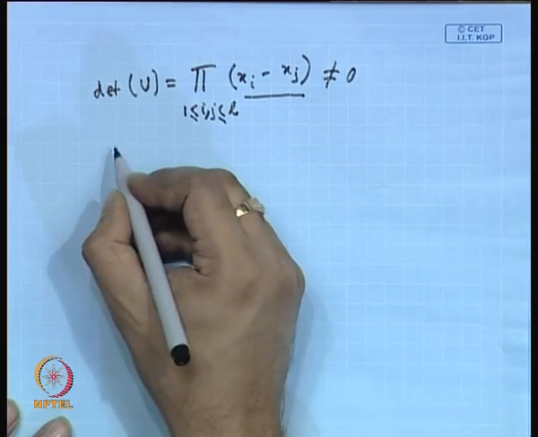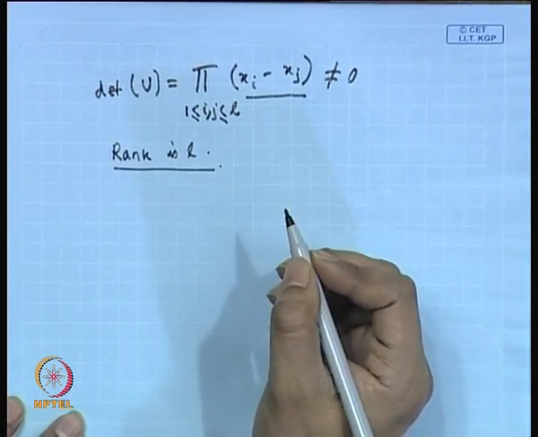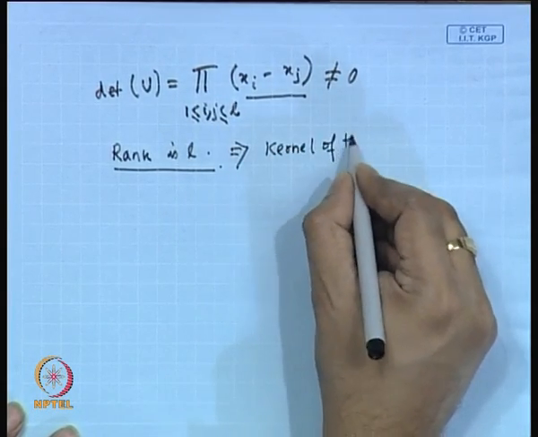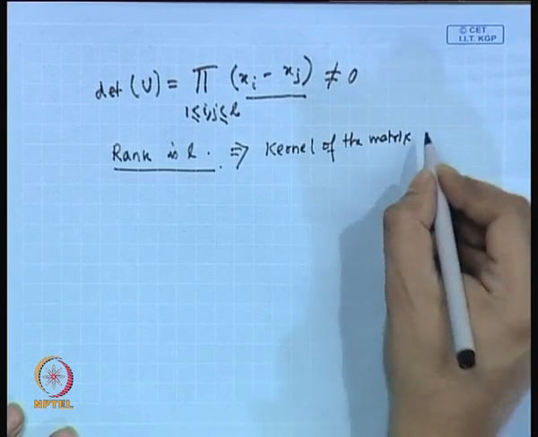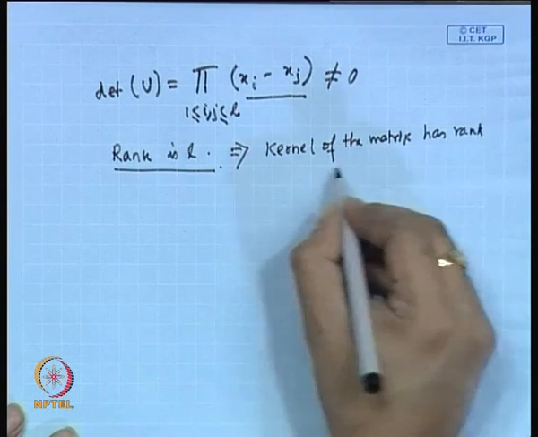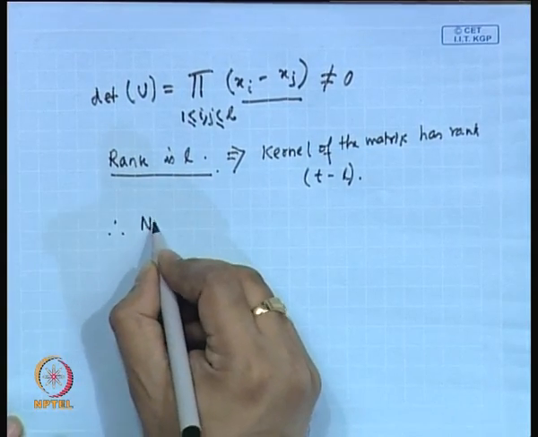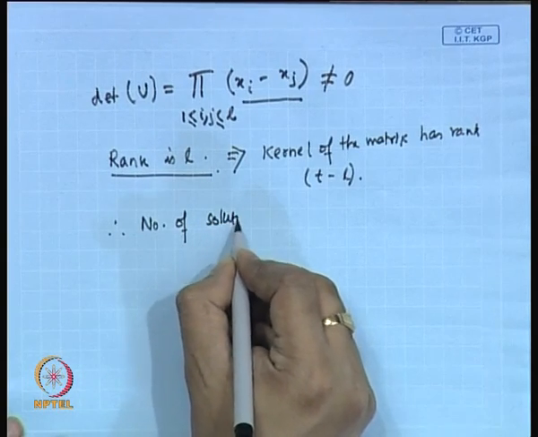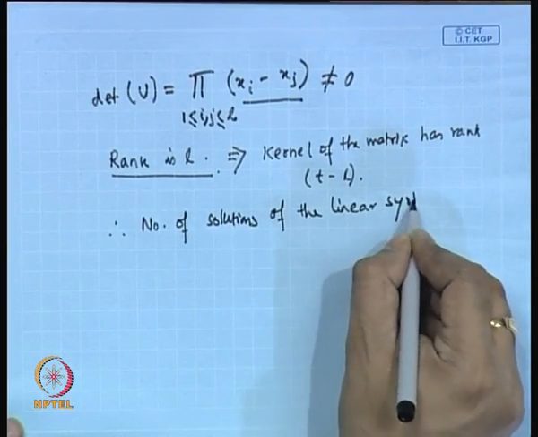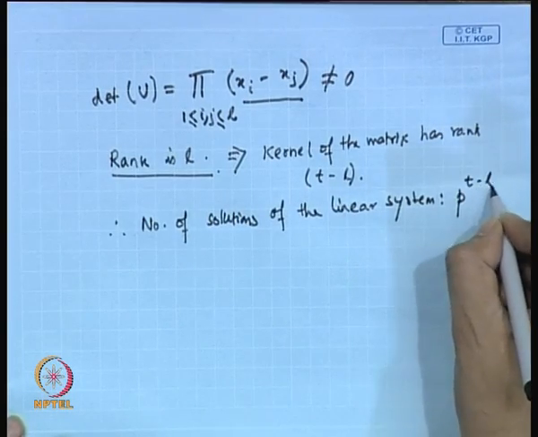Okay. So, therefore, the rank is L. For this matrix the rank is L, and this implies that the kernel of the matrix, going back to your matrix algebra classes, has rank t minus L. So, therefore, the number of solutions of the linear system, that is a linear matrix system, is actually p to the power of t minus L.